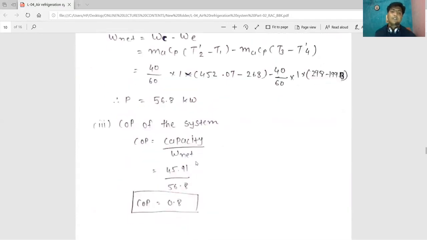So COP of the system is equal to capacity divided by net work. That is 45.91, the capacity in kilowatt, divided by 56.8 in kilowatt. So COP is equal to 0.8. So finally, we got the value COP is equal to 0.8.